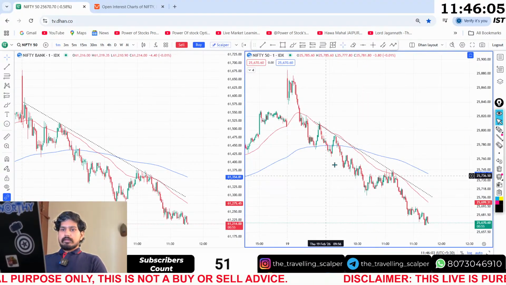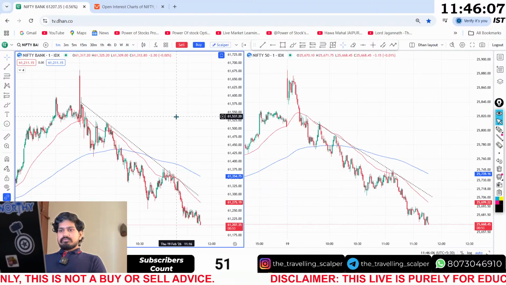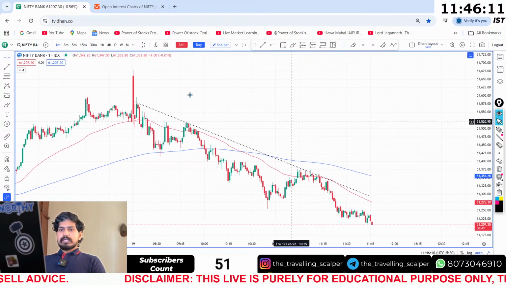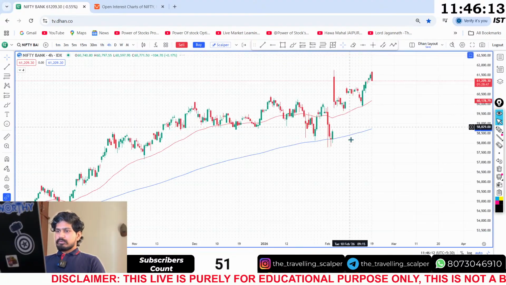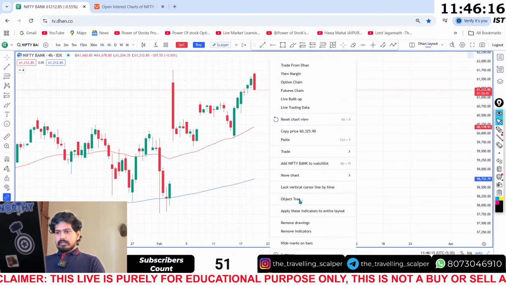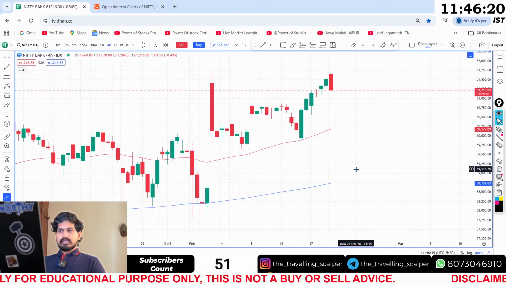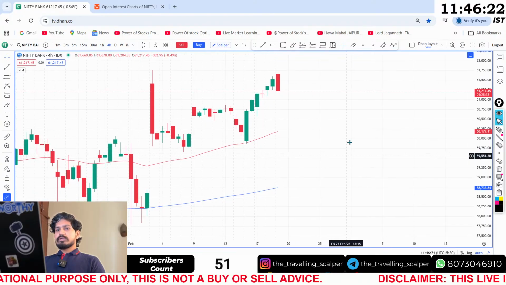Perfect. So now we'll start with the Bank Nifty chart. So this is the Bank Nifty chart. We'll go to the 4 hour time frame. I'll remove all the drawings, no markings here, so that it will be easy for us to analyze. So this is the 4 hour time frame in Bank Nifty.